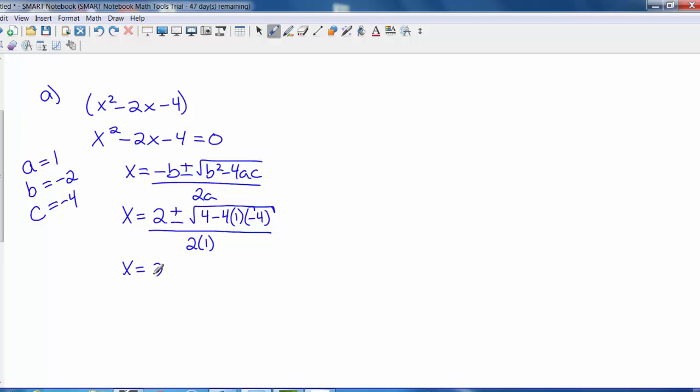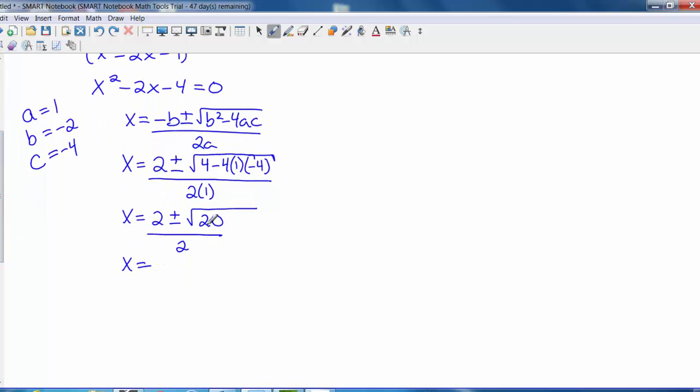So now I'm just going to simplify. 2 plus or minus the square root. This says 4 minus 4 times 1 times negative 4. Order of operations says I have to multiply first. So when I multiply this, I get negative 4 times negative 4, which would be positive 16. So 16 and 4 would be 20. All over 2 times 1, which is 2.